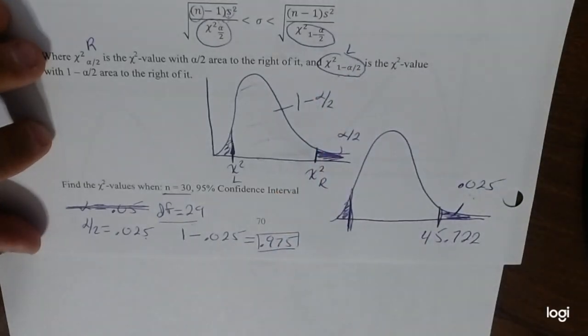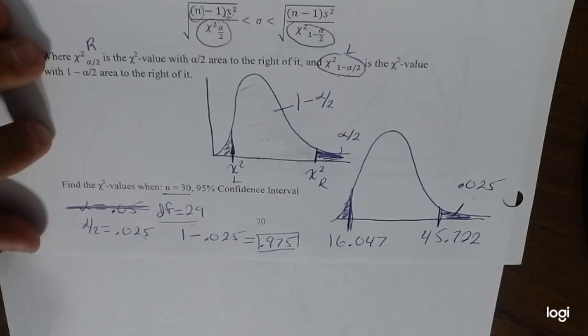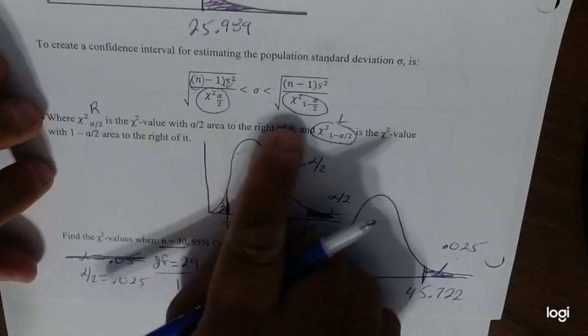So now if we go back, we have 0.975 now. So notice it's on the left-hand side, not on this side anymore. So it's 0.975, and you go back down to 29 degrees of freedom. So this time it's going to be 16.047. That's going to be the second chi-squared value. So that's how we find the left and right chi-squareds when it comes to our confidence intervals.